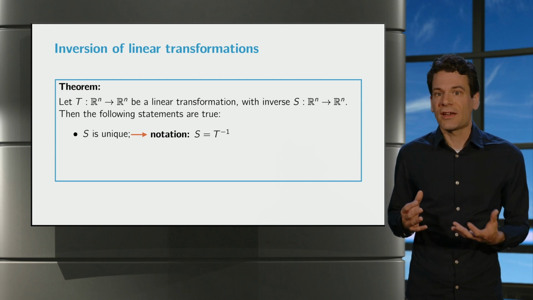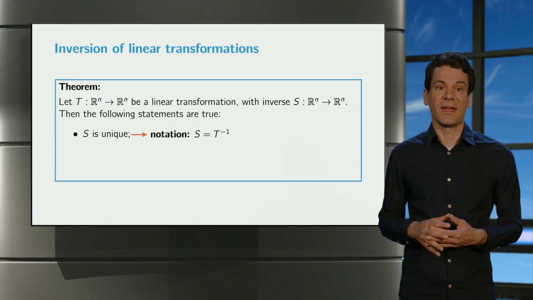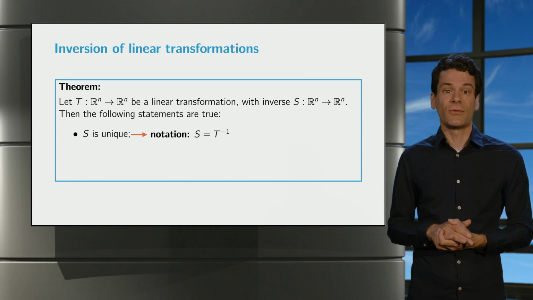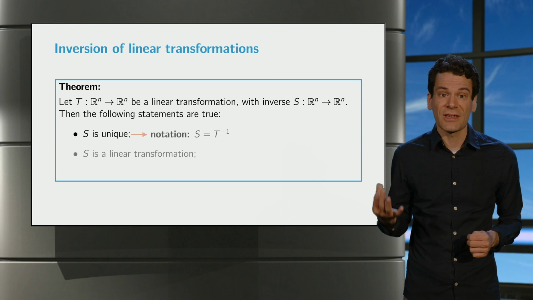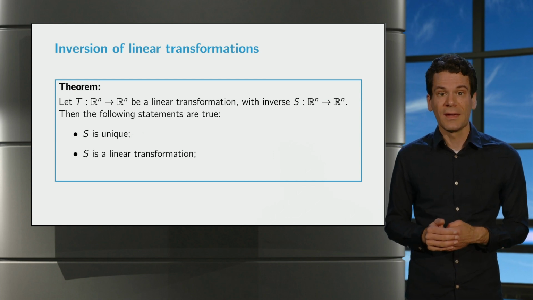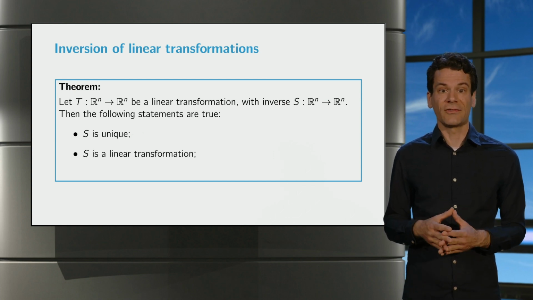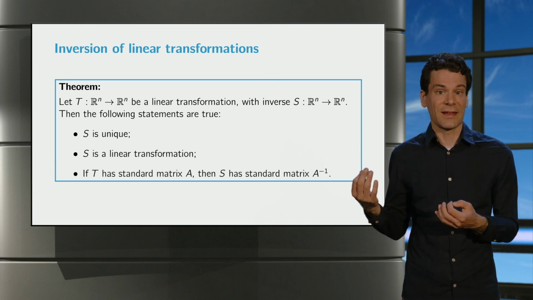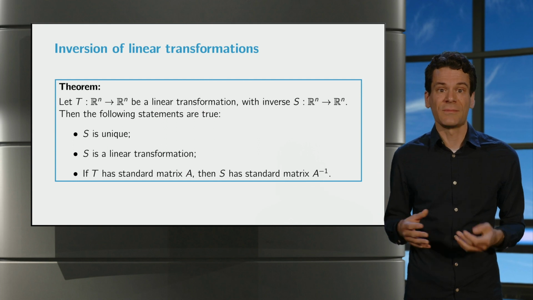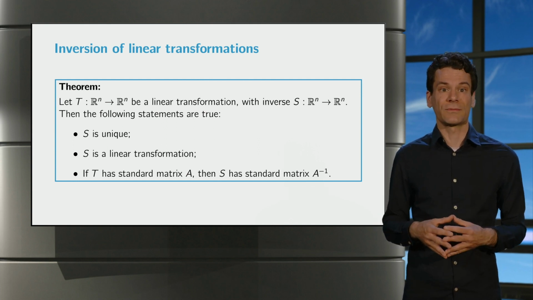The statement is actually also true for nonlinear transformations, but that's not the case for the following statement. If t is a linear transformation, then s is a linear transformation too. That means that s has a standard matrix, and this matrix has the following property. If t has standard matrix A, then s has standard matrix A inverse.